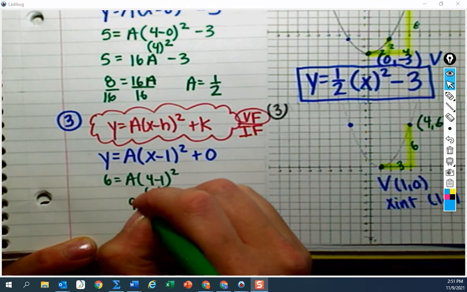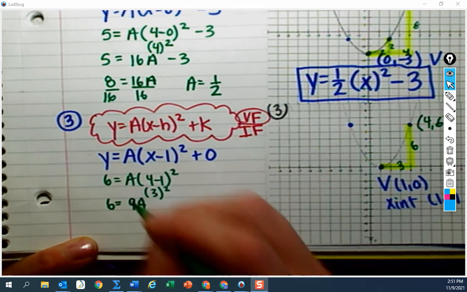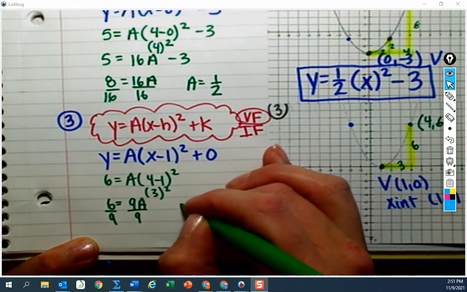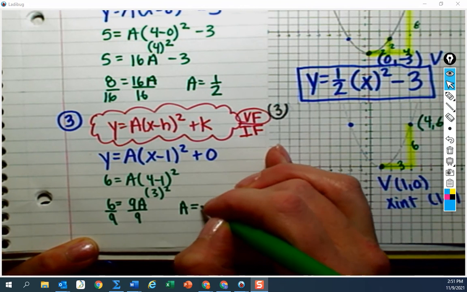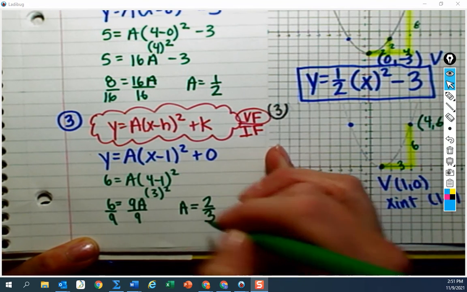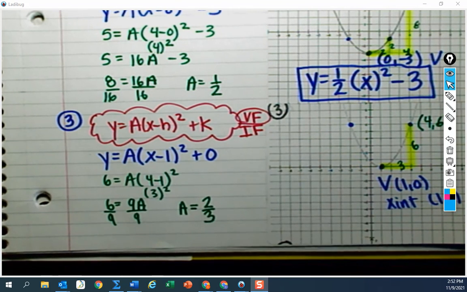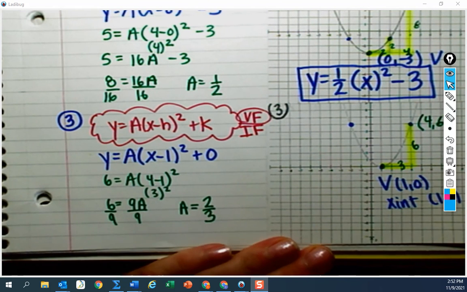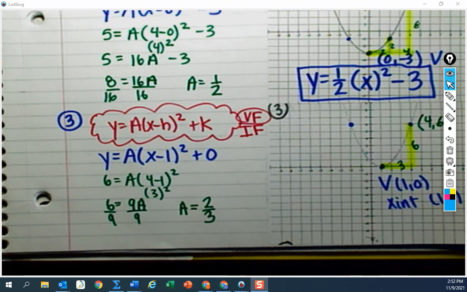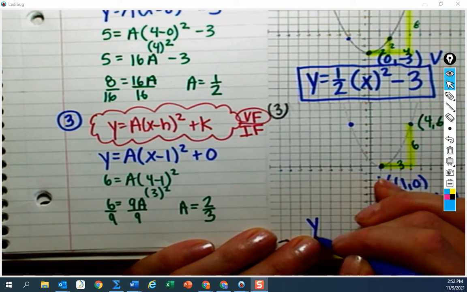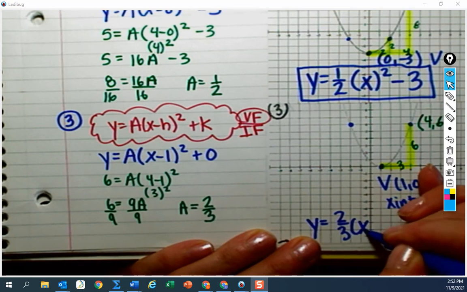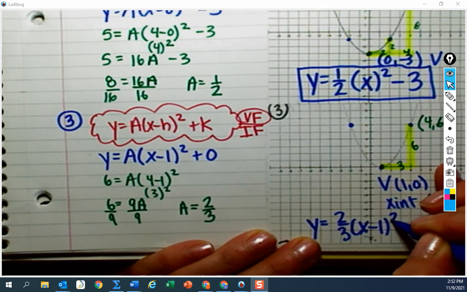Okay, so I'm going to get 9a equals 6, and I divide by 9, and I get a equals 2/3. So the a value is 2/3. That's why that one was a little bit trickier to figure out, because it wasn't like a whole number or like a half. So y equals 2/3 (x minus 1) squared.